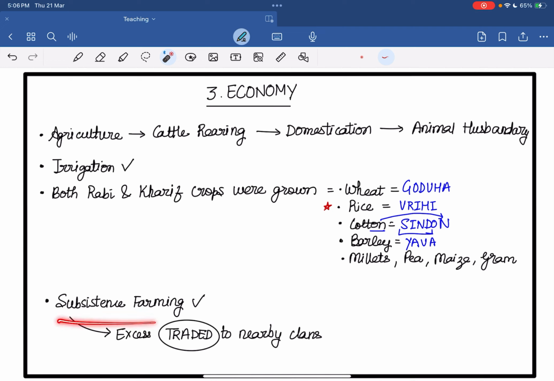When we talk about subsistence farming, what exactly is this? That they're producing enough to take care of themselves. And then there is extra also left. So what was this extra? How was this extra taken care of? This excess was traded to the nearby clans.